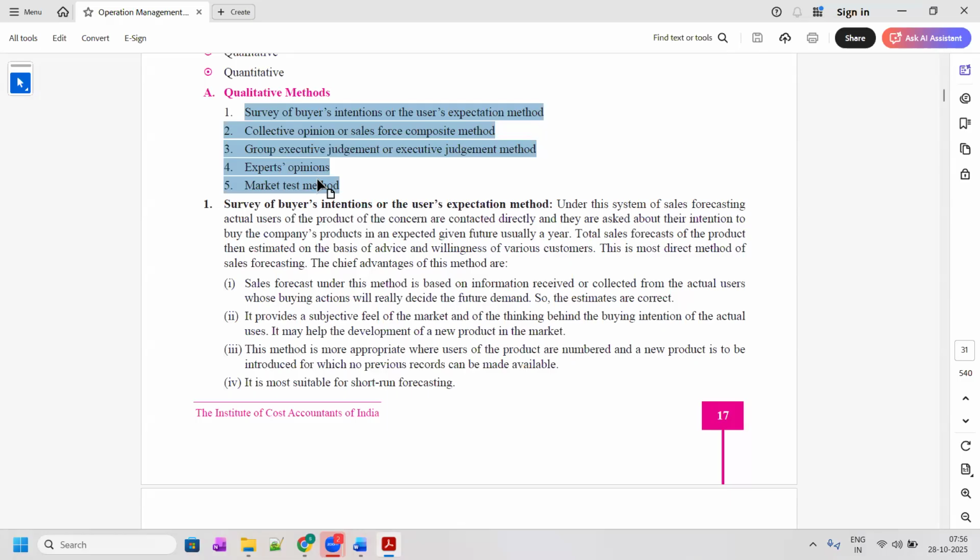That way the company, this survey of buyer intention or user expectation method is more good when you do short term forecasting. And like when the company comes up with smartphones and all, that will give more confidence, more boost to the management, so that they get more clarity about the buyer expectation, and the same expectation they try to bring into the product when they are ultimately coming into the market.